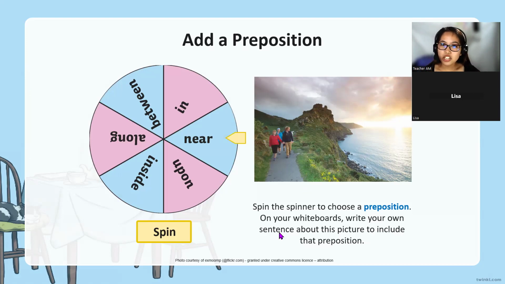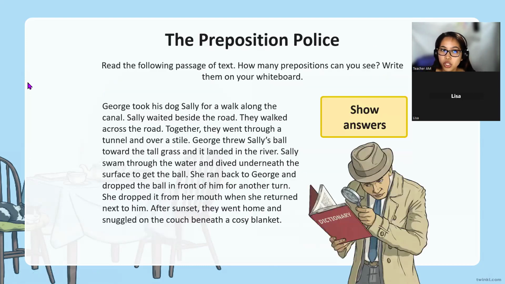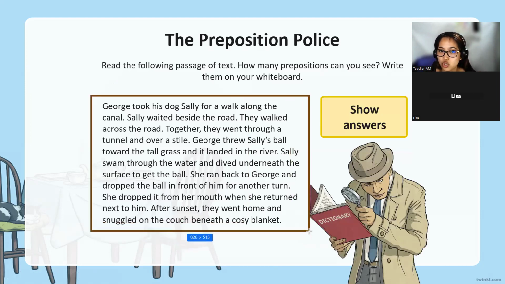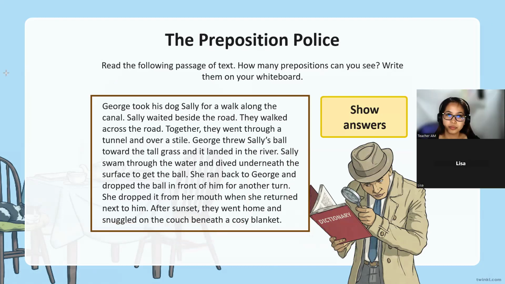Okay, now let's look at this one. I want you to read this text, Dolin. George took his dog Sally for a walk along the canal. Sally waited beside the road. They walked across the road together. They went through a tunnel and over a stile.